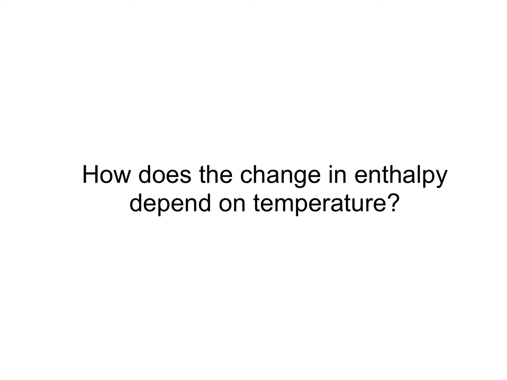The delta H's of formation from which we calculate the delta H of a reaction are typically only tabulated at 298 Kelvin. However, the delta H of a reaction is expected to be dependent on temperature. And so if we want the delta H of the reaction at a different temperature, we're going to need to know how the delta H depends on the temperature.